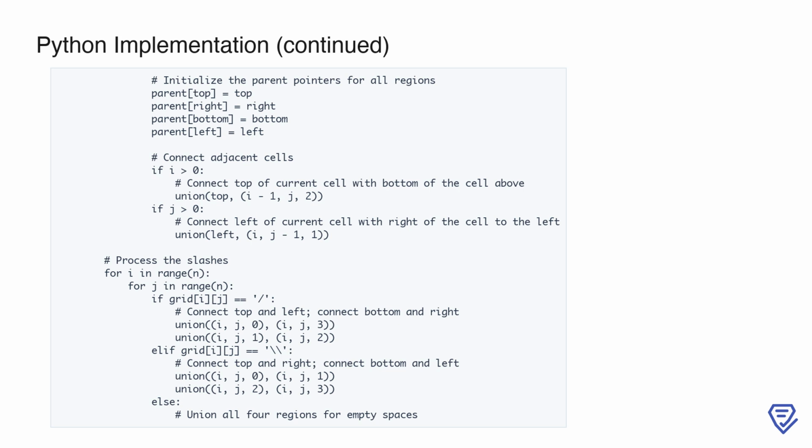Following this, we establish connections between adjacent cells in the grid. If the current cell is not in the first row, we connect its top region with the bottom region of the cell above it. Similarly, if the current cell is not in the first column, we connect its left region with the right region of the cell to its left. These connections ensure that adjacent cells properly share their boundaries. After setting up these base connections, we process the slashes within the grid. When a forward slash is encountered, we connect the top region with the left region and the bottom region with the right region of the current cell.